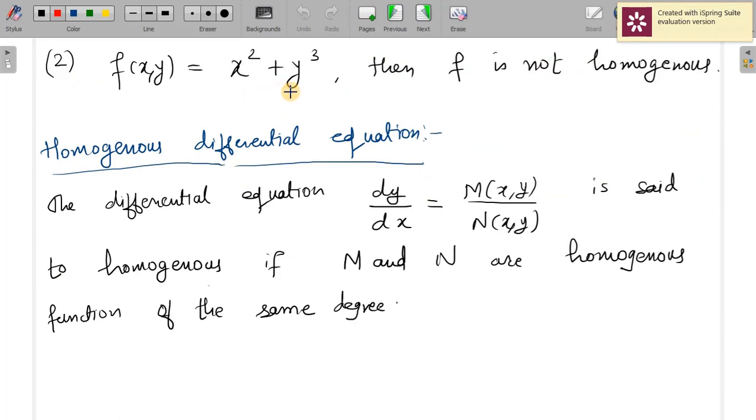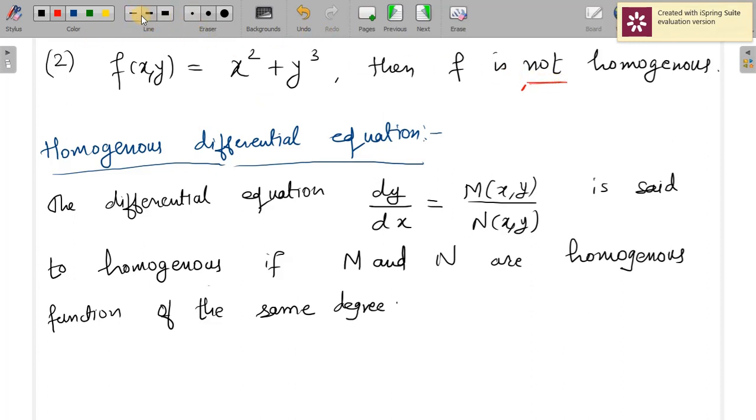Okay, now it's very clear, if you replace x by tx and y by ty, what you will have as the first term is t square x square, and the next term will be t cube y cube. So at minimum you can take t square common, but what will remain inside is x square plus t into y cube, which is not f. So for no value of n will f of tx comma ty be the same as t raised to n into f of x comma y in this case, and so the given function is not homogeneous.